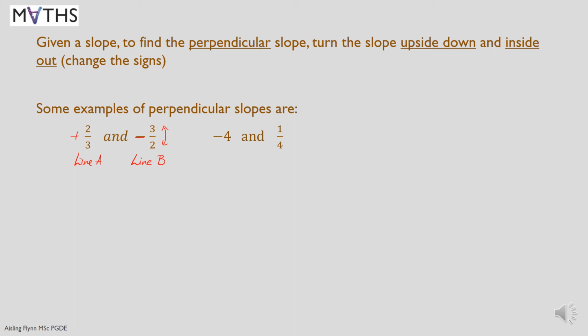Let's say that line C had slope of minus 4. Now that's a whole number, and if we wanted, we could write it as minus 4 divided by 1. It is negative, and a line that's perpendicular to it, line D, would have slope, instead of negative, you'd have positive, and instead of 4 over 1, you'd have 1 over 4. So that's why I call it upside down and inside out. So everything is different. Change the signs and turn it upside down.